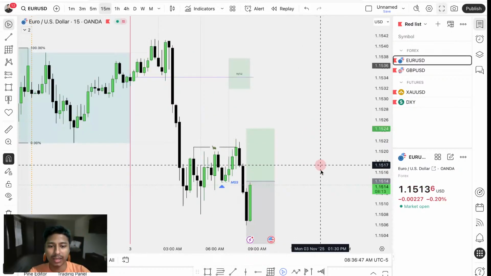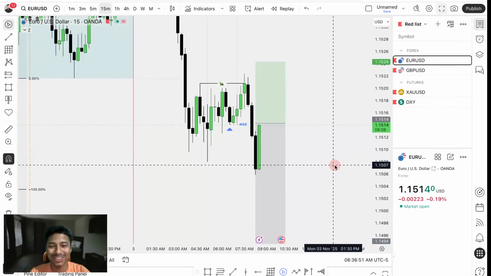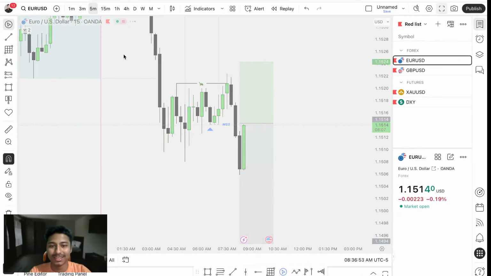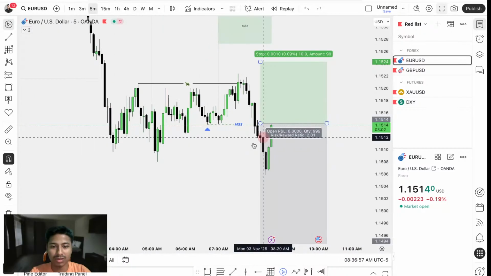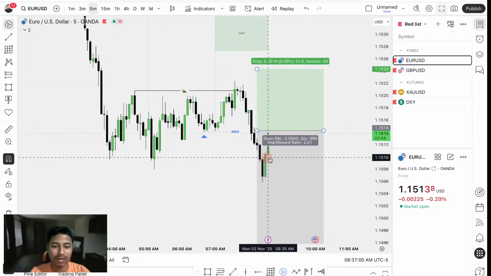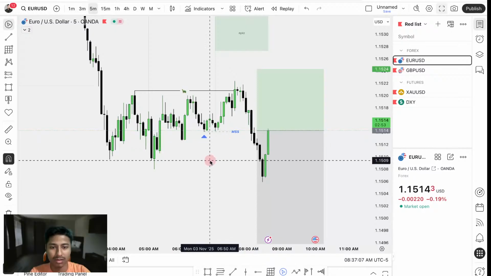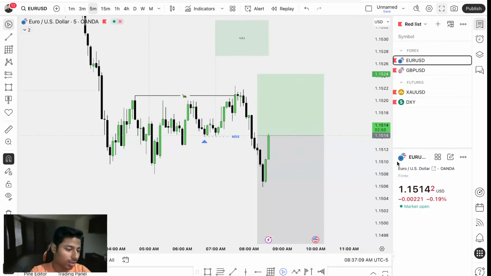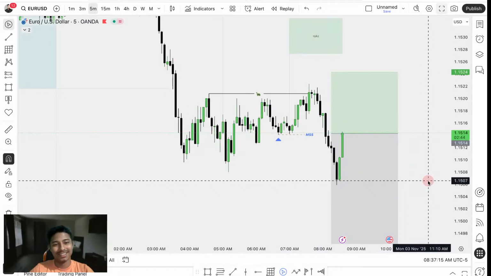I think we are getting an entry here. It would be very, very risky. I really don't want to risk it. But you already swept the lows. 8:20 CME open. I really do not want to trade today. What should I do?